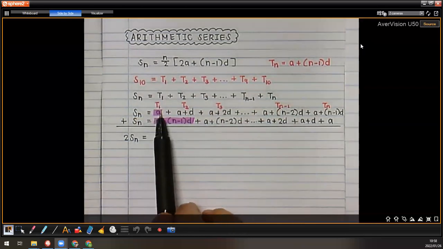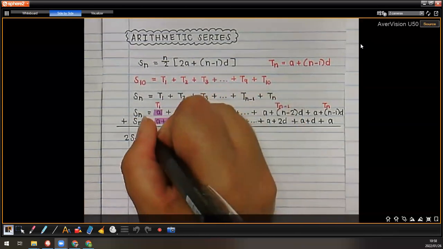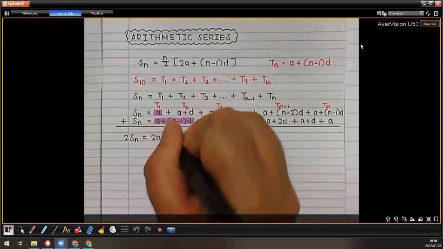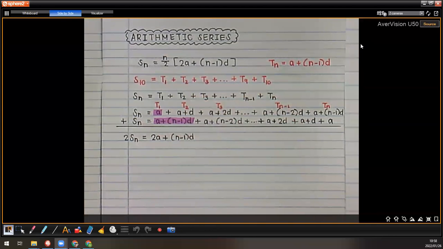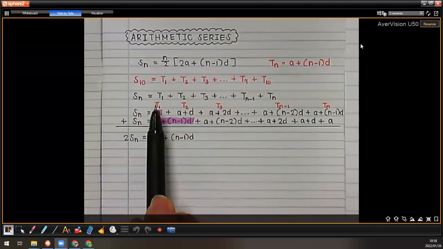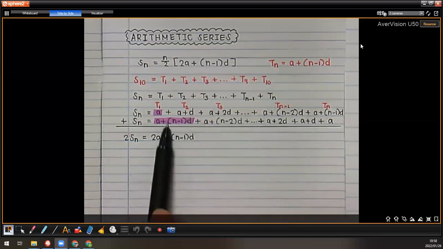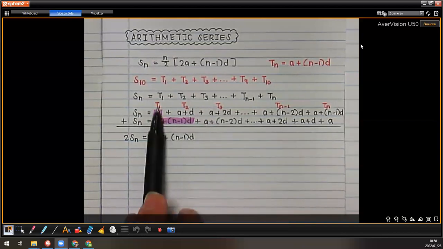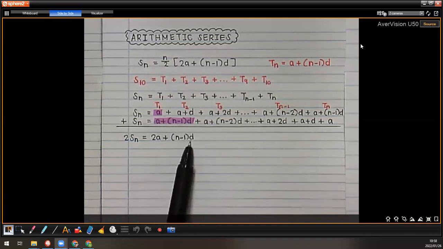We're going to write down the first terms that we wrote in these two lines. So a plus n minus 1d is going to give us 2a plus n minus 1d. That is what we get when we're adding term 1 in this line with the first, actually term n, in the second line, when we add these first two parts together. We get 2a because a plus a is 2a plus n minus 1d.